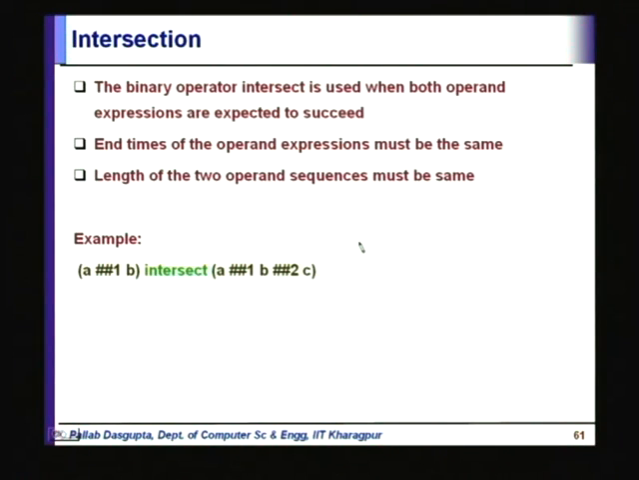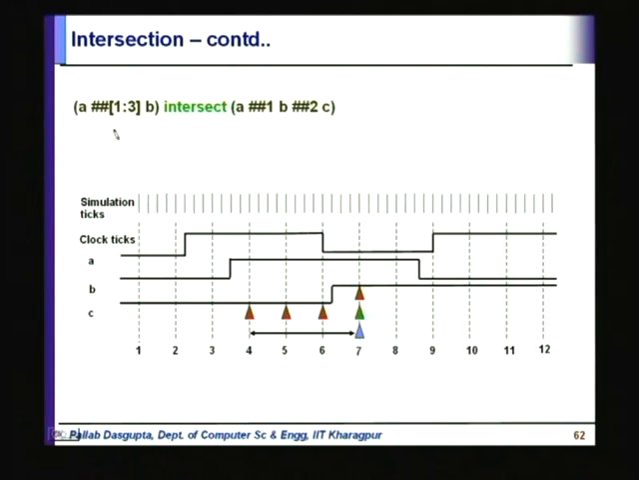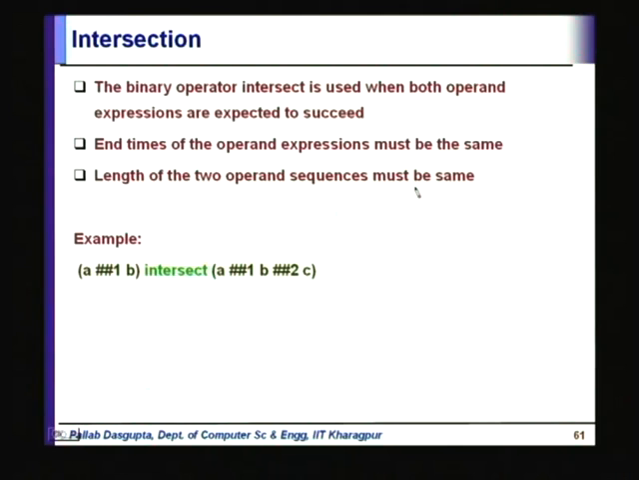One last thing that we have to look at is the intersection. We will stop with this one. The intersection is used when both operand expressions are expected to succeed. The end times of the operand expressions must be the same, and the length of the two operand sequences must be the same. Let us look at this. The end of the two operand sequences must be the same, the length. Now, if that does not happen, then there is no match, right.